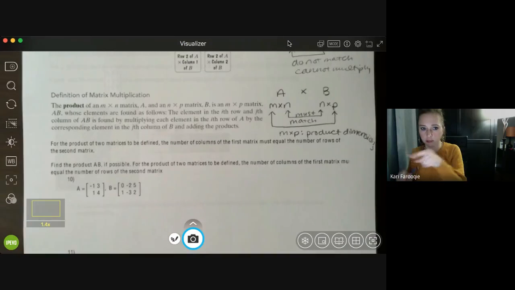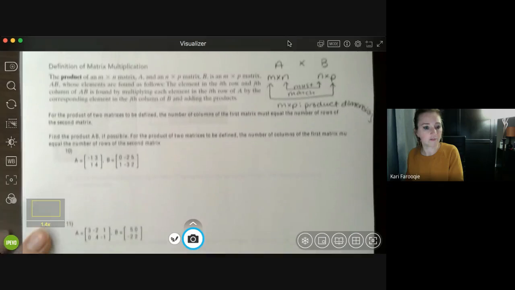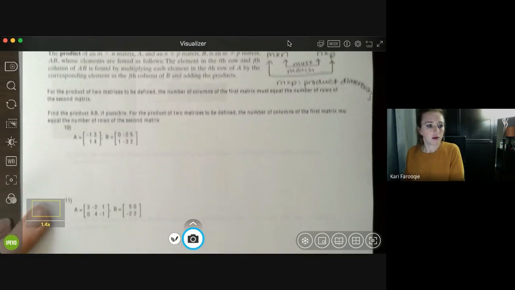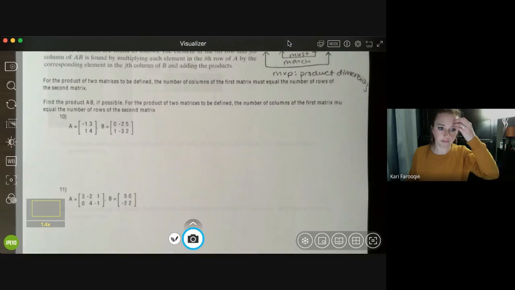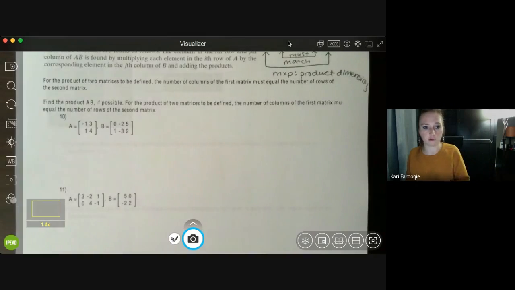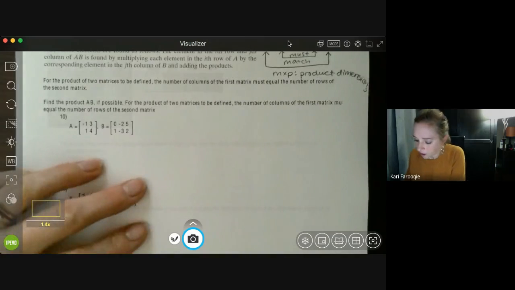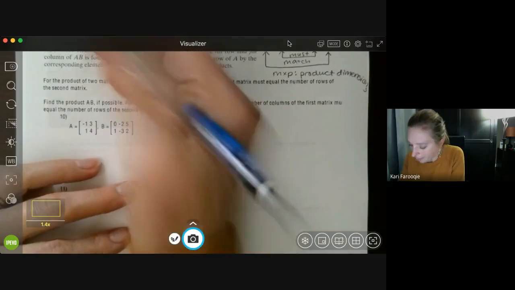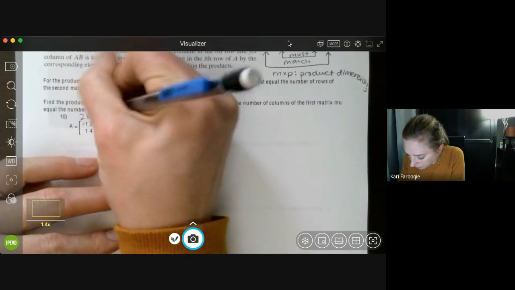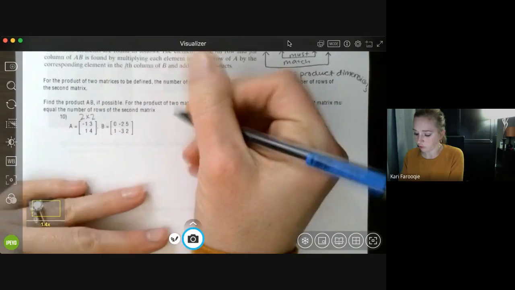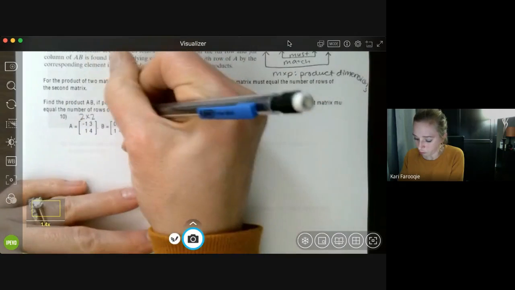I'm just going to keep doing a visual as we go down the rows and columns here. Find the product AB, if possible. For the product of two matrices to be defined, the number of columns of the first matrix must equal the number of rows of the second. So go ahead and write out the dimensions here. You have 2 rows, 2 columns in A. And for B, you have 2 rows, 3 columns.